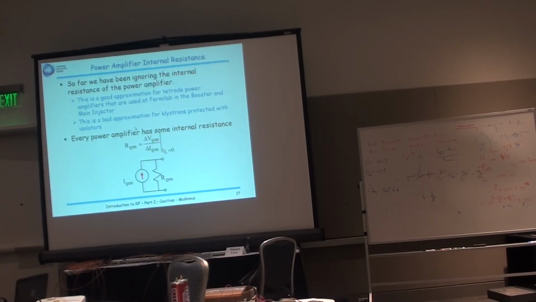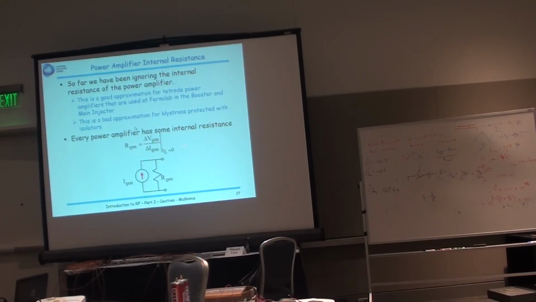Okay, so far we've been ignoring the internal resistance of the power amplifier. This is a good approximation for tetrode amplifiers such as the Fermilab booster and the injector. This is really a bad approximation for superconducting cavities. In fact, it's a terrible approximation because the generator impedance is much lower than the cavity impedance. In the case of the tetrode, it has a very high impedance compared to the cavities, so you can kind of get away with that.